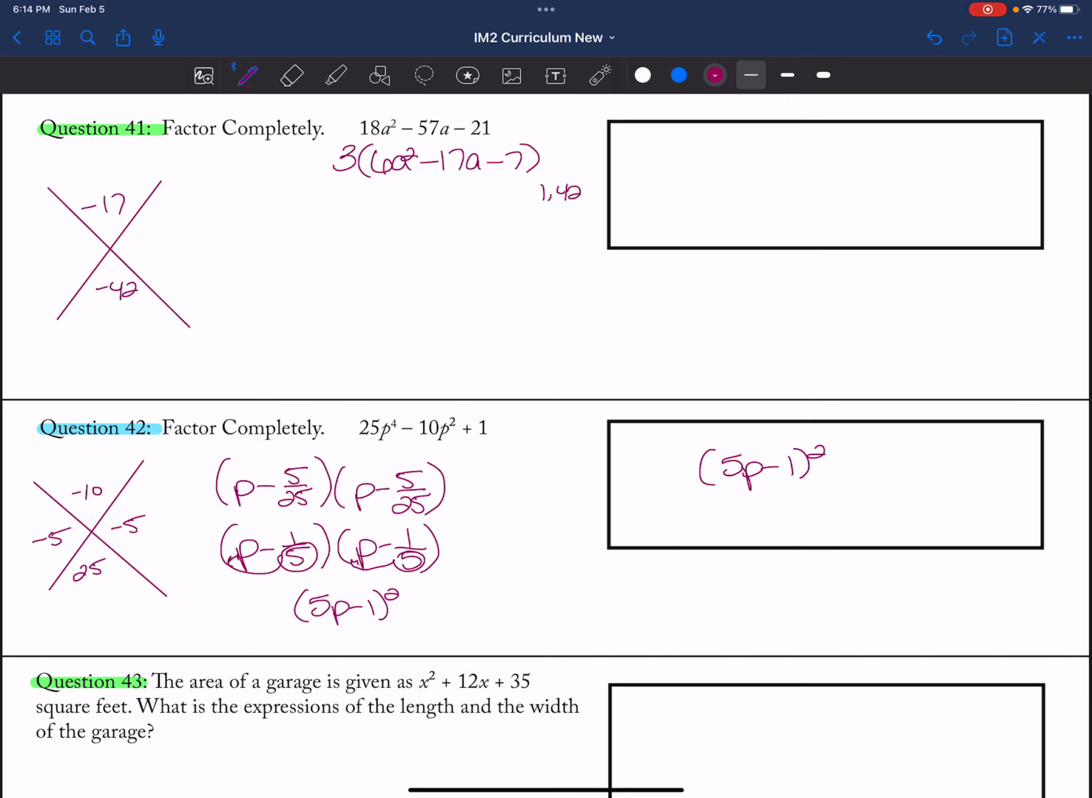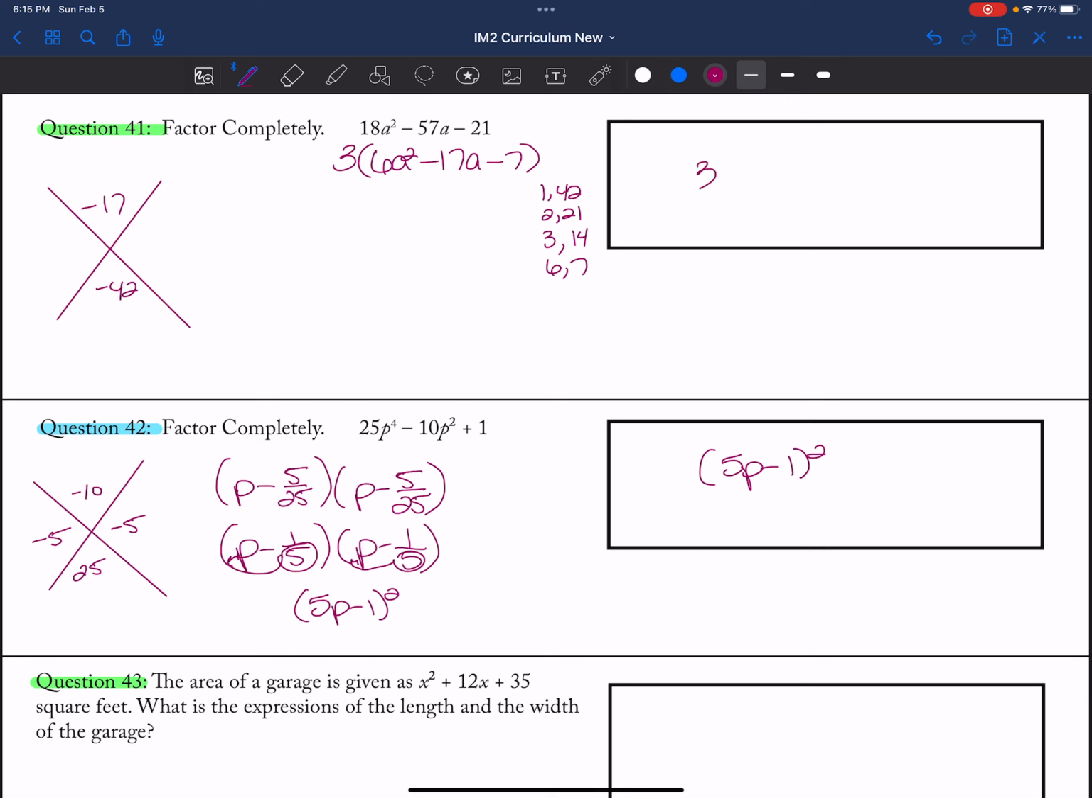So 1 and 42, 2 and 21, 3 and 14. So the negative 14 and negative, ooh, that's not going to work. Yeah, it's not going to work. I can't do that because it has to be a negative 42. Okay, so then 3, 4, 5, 6, and 7. Oh, so it's not going to work because there's nothing. This needed to be a positive 21 for it to actually work.